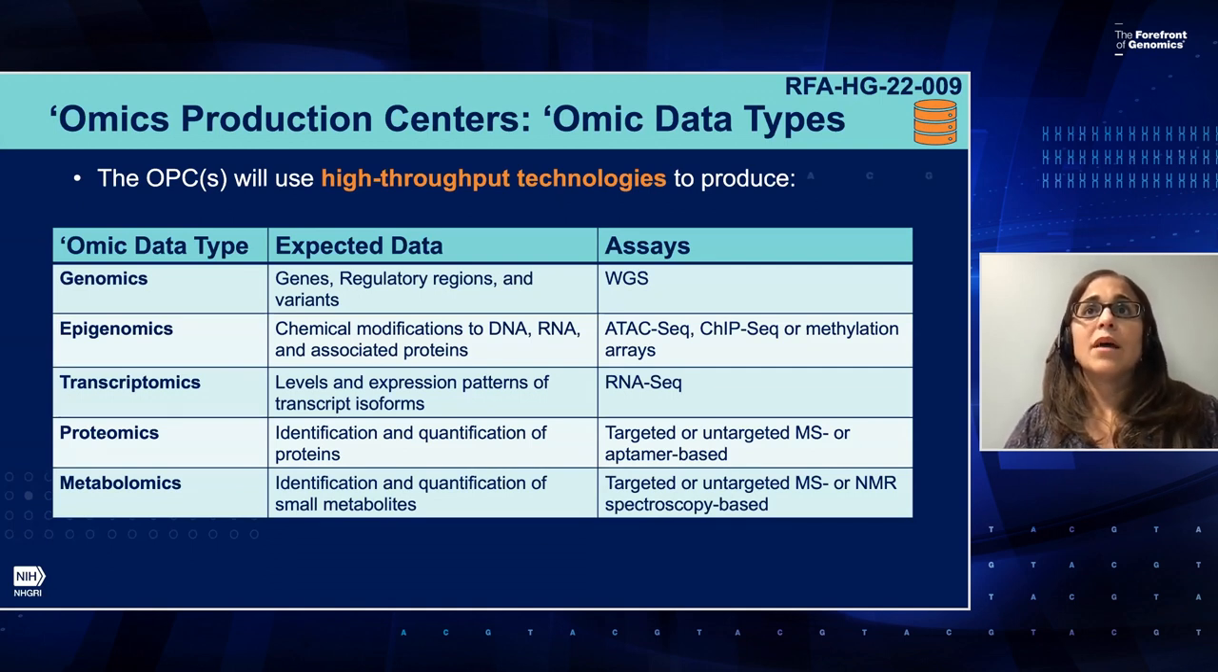This FOA is targeting the 5 omics data types that are listed here: genomics, epigenomics, transcriptomics, proteomics, and metabolomics. And the second and third columns outline the expected data and the typical assays for each omic data type, respectively. Now, while the data types and assays listed here are definitely relevant for this FOA, there is some flexibility for the OPCs to be innovative and suggest other omics or assays, provided that the data production can be made within the allocated budget for the OPCs.